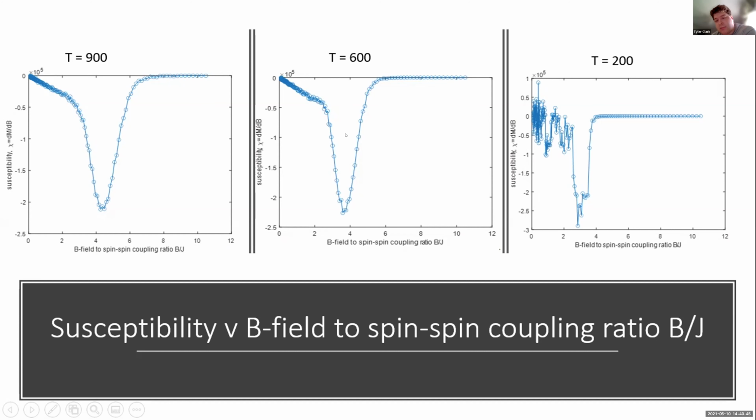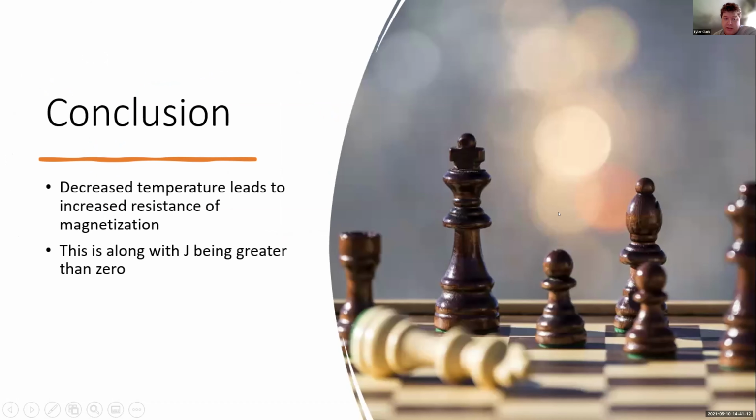Other than that, but the 200 Kelvin one, there is a lot of resistance to wanting to go downwards, and it's much lower than previous ones, and there's an odd value out right at the top right there, which makes the graph a little bigger and wonkier. And pretty much the decreased temperature leads to increased resistance of the magnetization, and this is with J being greater than 0.